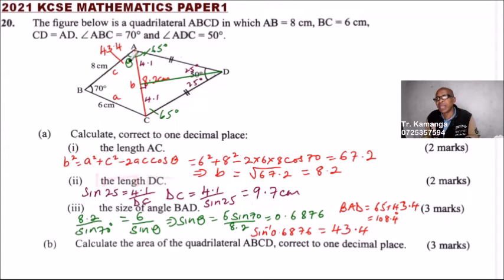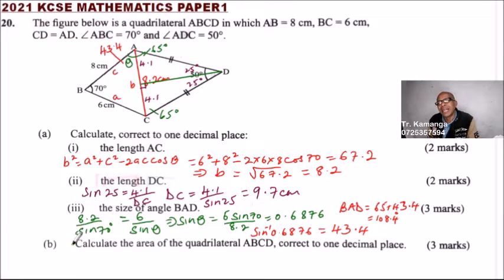So what we needed is to calculate the size of this angle theta. We add to 65, and we will be able to get the size of this angle. We look at part B. Calculate the area of the quadrilateral ABCD to 1 decimal place. So how do we get the area?